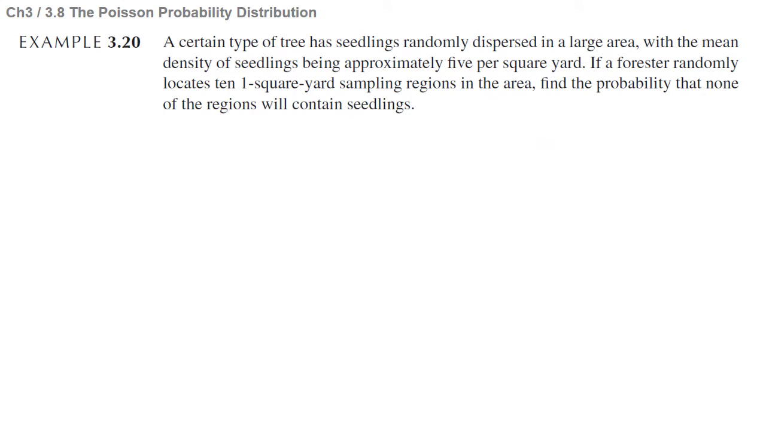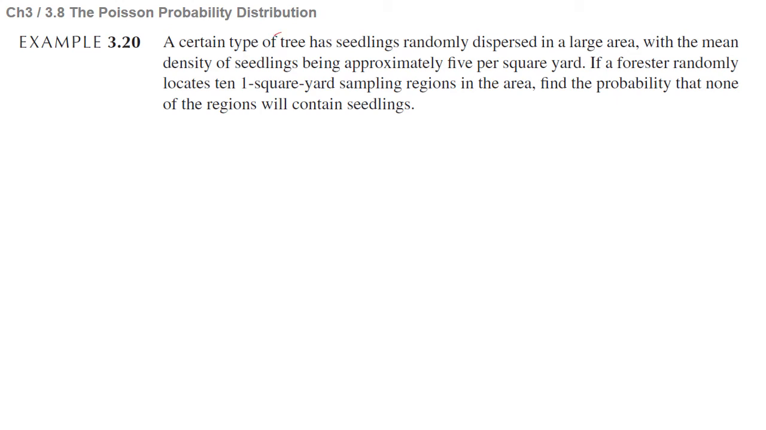Okay, let's move on to example 3.20. A certain type of tree has seedlings randomly dispersed in a large area, with the mean density of seedlings being approximately 5 per square yard. If a forester randomly locates 10 one-square yard sampling regions in the area, find the probability that none of the regions will contain seedlings.